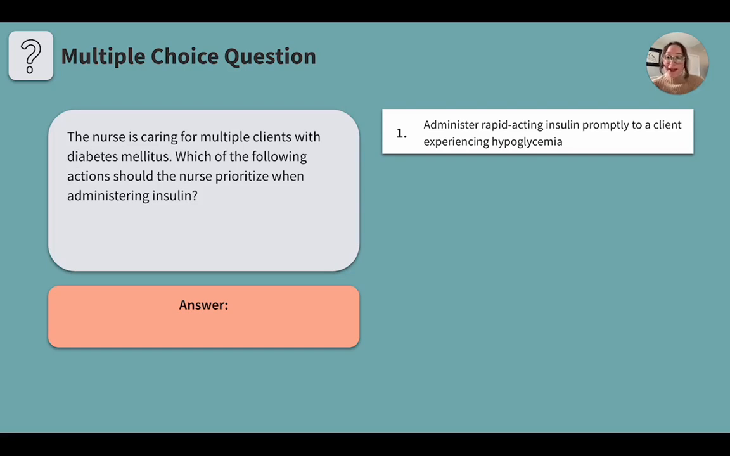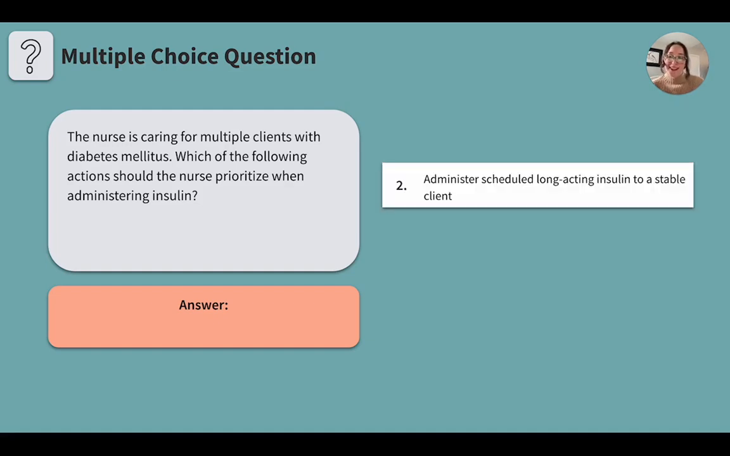So, if we look back at our answer choice, this is for a client experiencing hypoglycemia, and we would not want to administer that client a rapid-acting insulin, as we'd only bring their blood sugar even lower. So, we can cross off this answer choice. Moving on to the second answer choice, administer a scheduled long-acting insulin to a stable client.